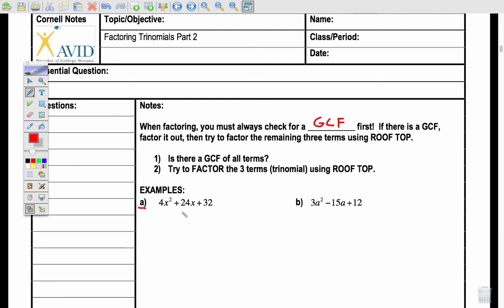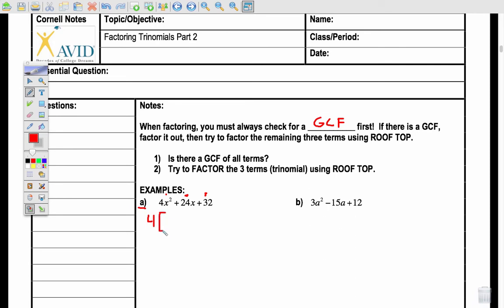First thing, look at what's given to you. You have 1, 2, 3 terms. What do they have in common? Is there anything we can factor out just from the get-go? Well, I see there's a 4, 24, 32. Those all have a 4 in common. So let's factor out a 4 before we start to rooftop. Let's factor out this 4.